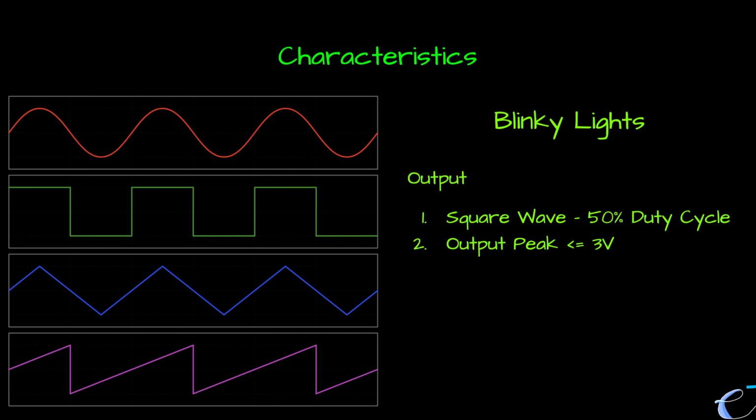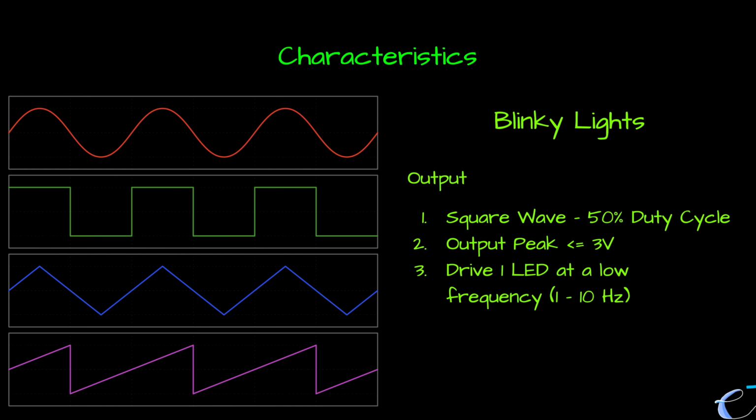Now I want the peak output to be less than or equal to 3 volts. Why is this important? That's important because I'm trying to do something with this circuit, which I will cover at the end of the video. So let's assume that we need an outcome which is less than 3 volts.